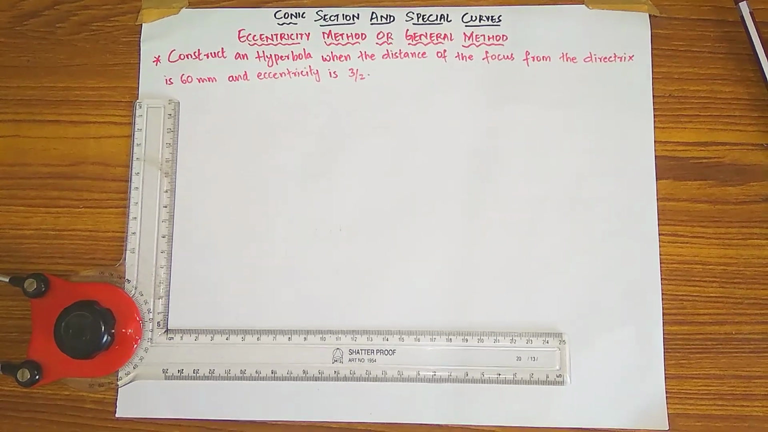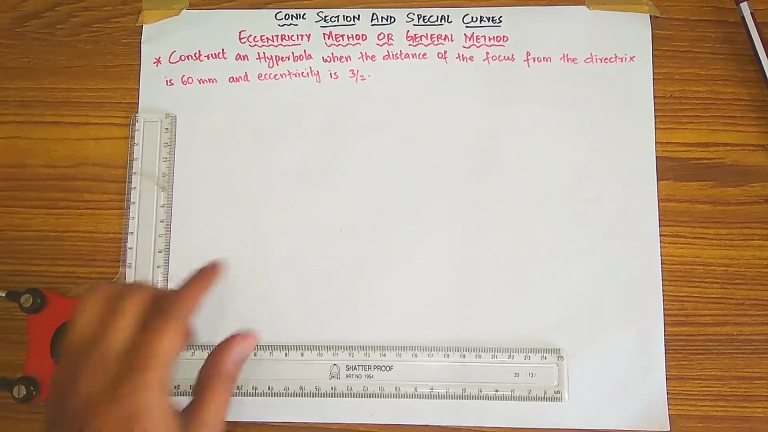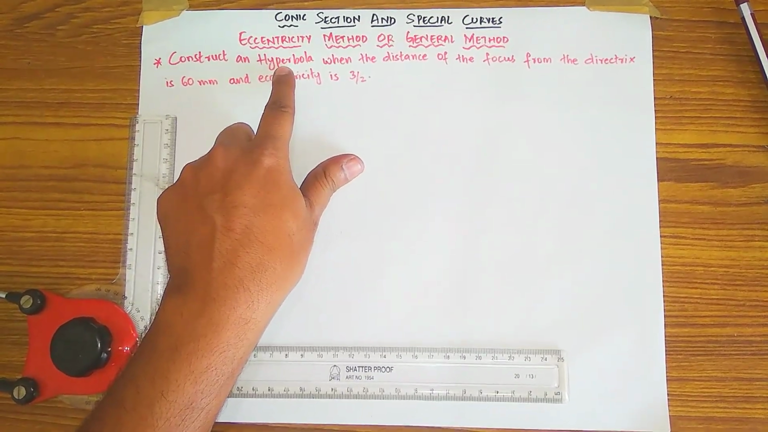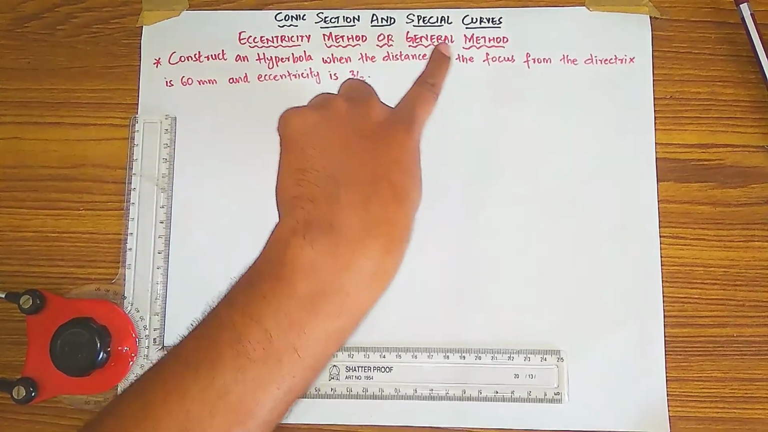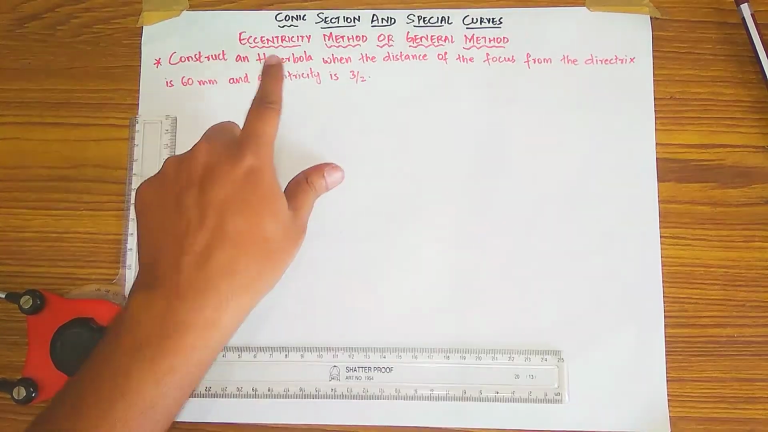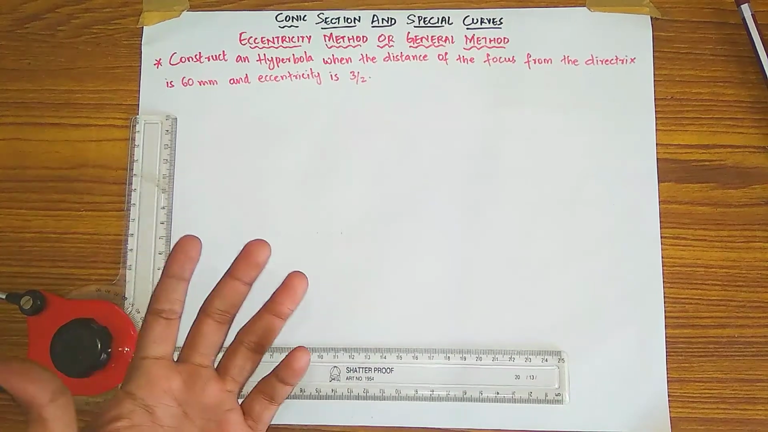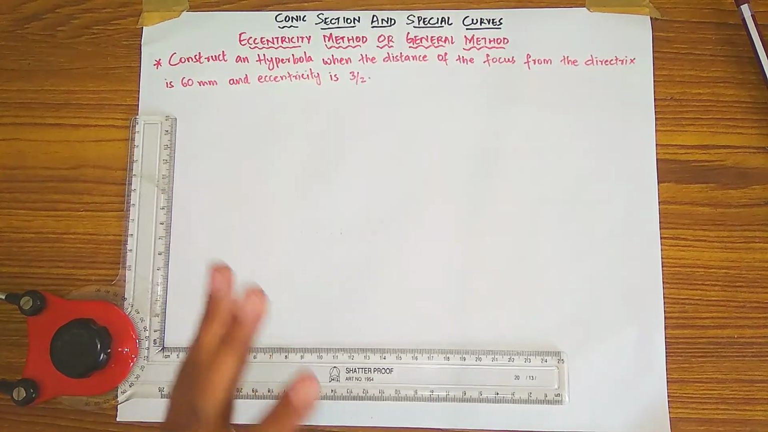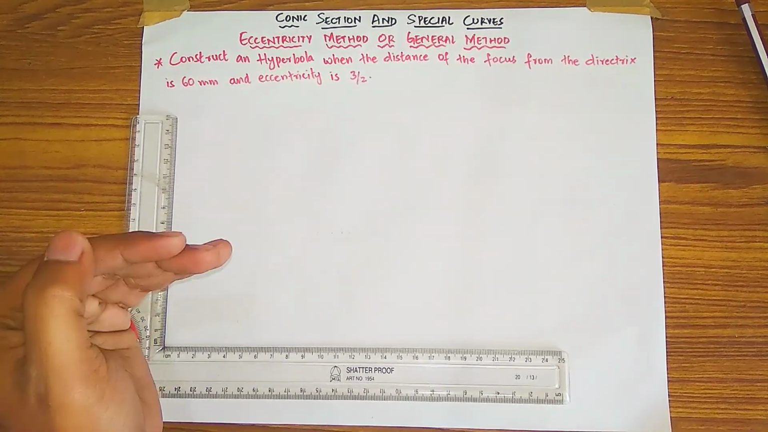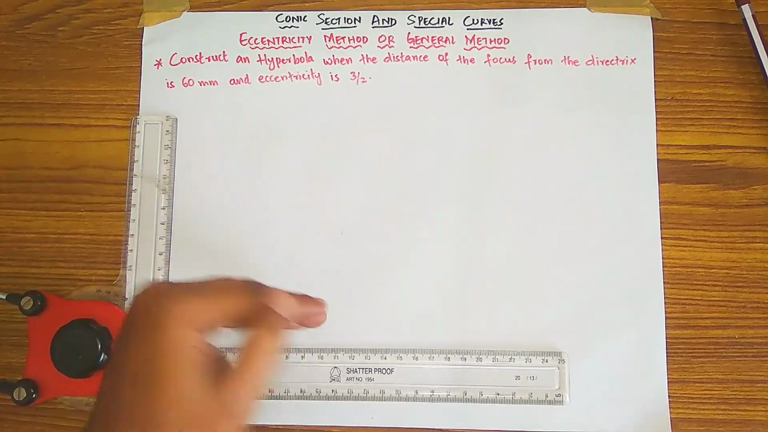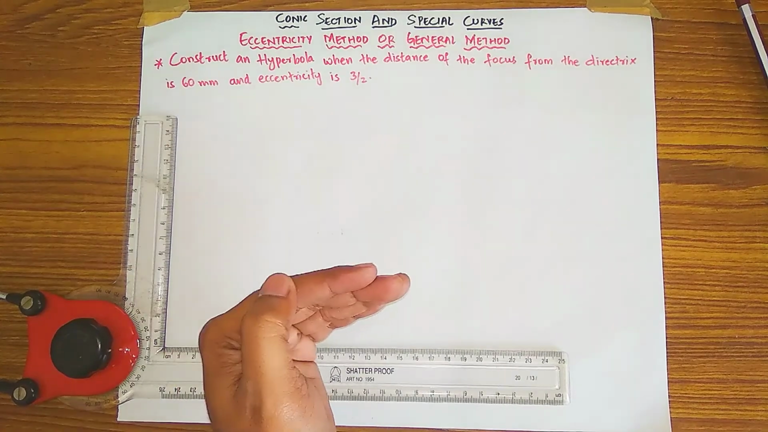Hello guys, today I am going to explain the conic section and special curves problem of the hyperbola by the eccentricity method or general method. According to the question, I am going to explain how to construct a hyperbola by the eccentricity method with my basic skills, and explain it in an easy process.